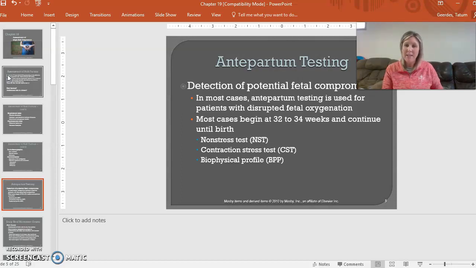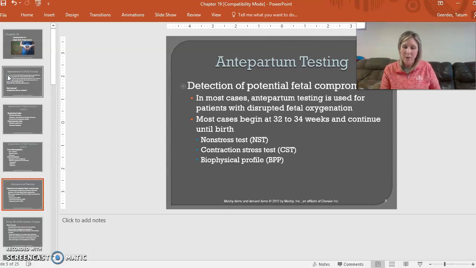So some of the things that we use to monitor the fetus in greater detail would be a non-stress test, a contraction stress test, and a biophysical profile. And we'll talk more about all 3 of these monitoring and antepartum testing as we progress in this lecture.